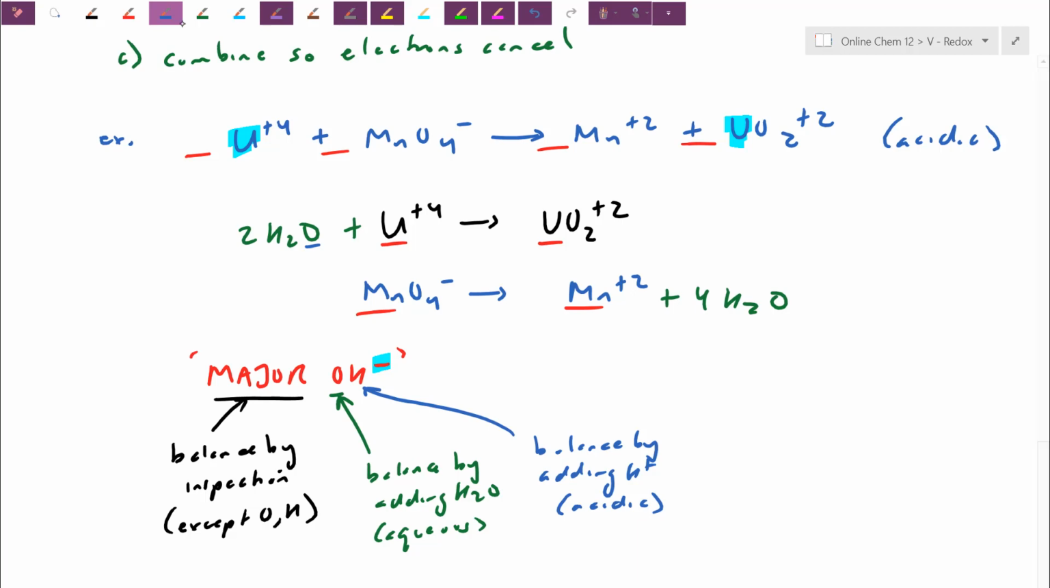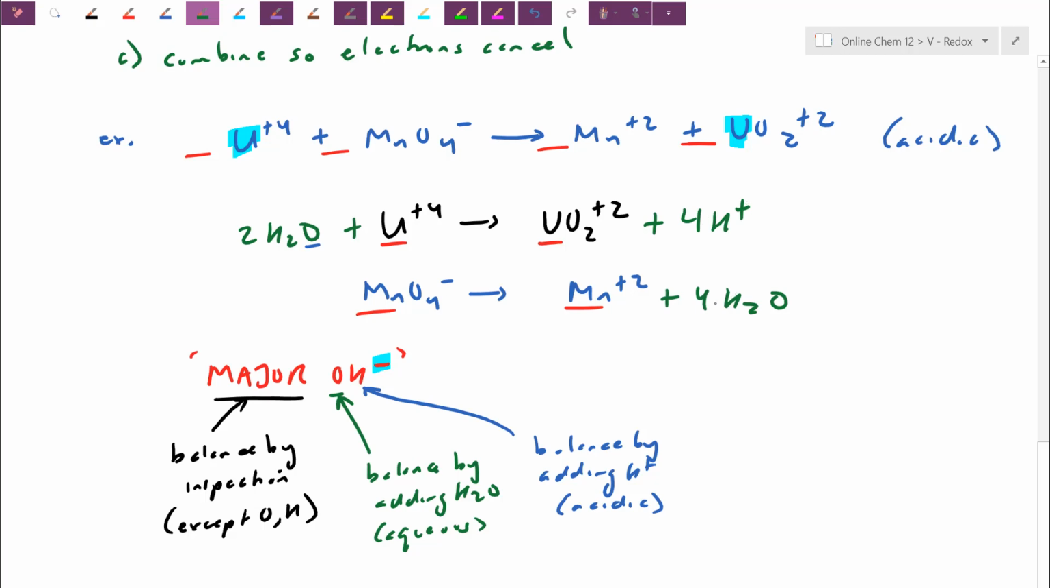So again, we're just balancing for number of atoms so far. At first, I didn't have any H's. But now that I've added waters, I have 4 H's on the left side. I don't have any H's on the right side. I'm going to add 4 H+ on the right-hand side. Now, at least the number of atoms are matched up.